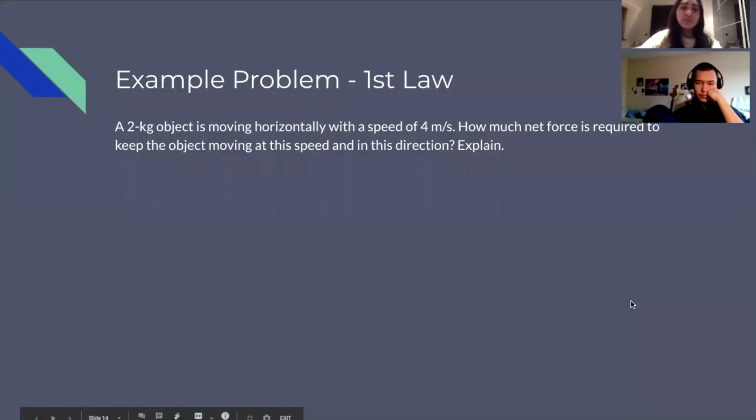So our first problem, which is related to Newton's first law. A 2 kg object is moving horizontally with a speed of 4 meters per second. How much net force is required to keep the object moving at this speed and in this direction? Just think about that for a couple seconds, and then you can pause, think about it, and we'll get back.